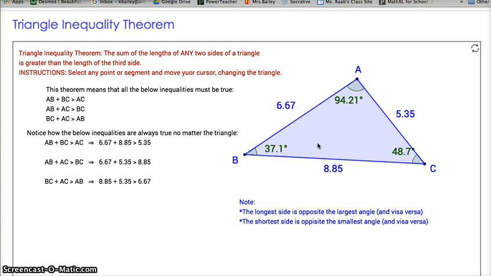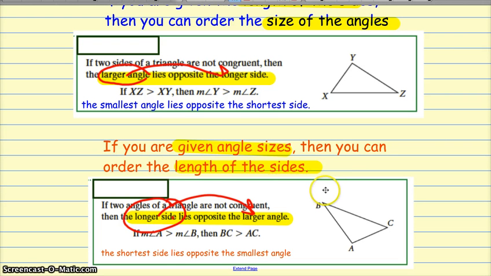So if I wanted to know what side was the smallest, all I'd need to do is look at the angle. If I wanted to know what angle was the smallest, all I'd have to do is look at the sides. And vice versa. Angles, sides, angles. So let me get back in here to SMART. Let me give you a couple of examples here.